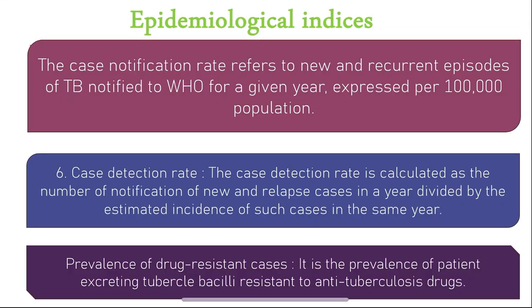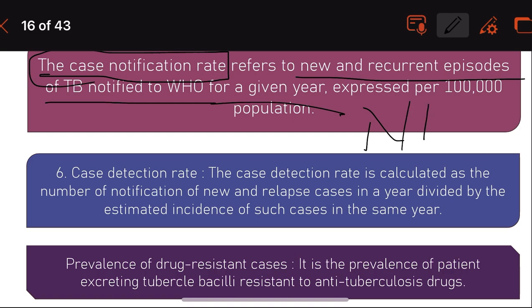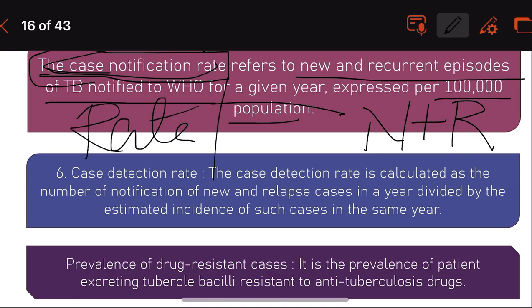The case notification rate. Now we are studying the case notification rate. It refers to new and recurrent episodes of TB notified to the World Health Organization in a given year. We are reporting the new cases plus recurrent cases to the World Health Organization in a given year, and it is expressed per 1 lakh population.